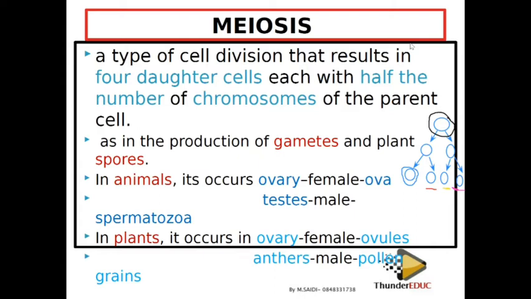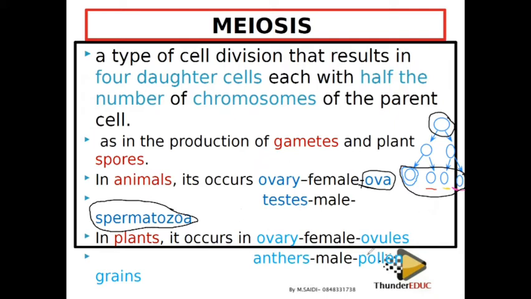Now, the second point says, as in the production of gametes and plant spores. So the 4 cells produced here, 1, 2, 3, 4, what are these 4 outcomes? If this is a human, it can either be an ovum or a spermatozoa. If it's not a human, it's a plant.